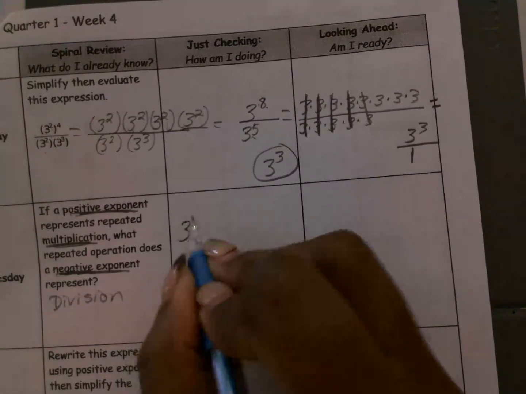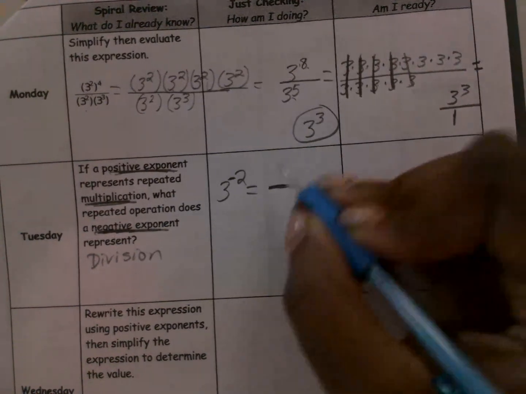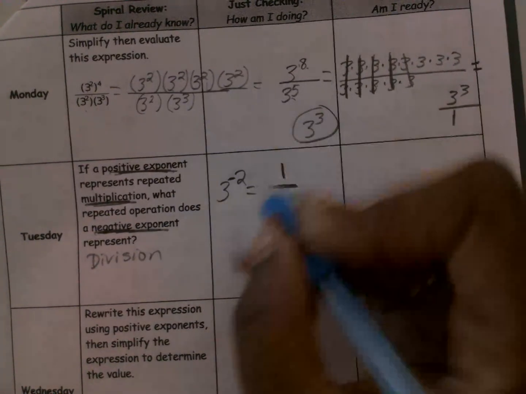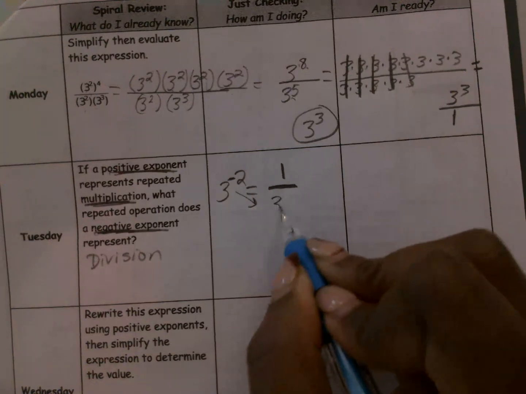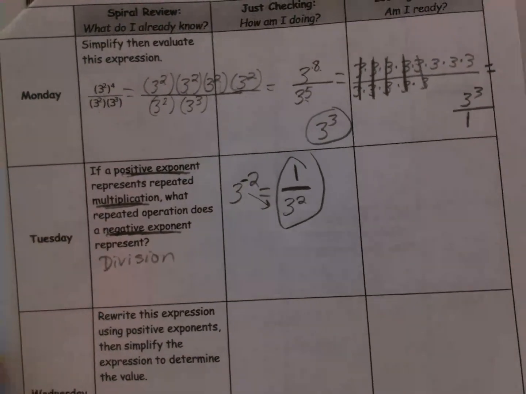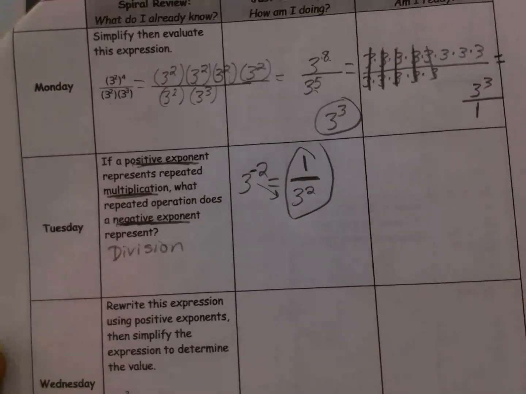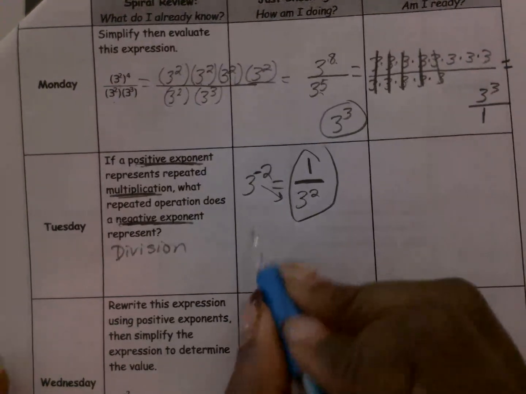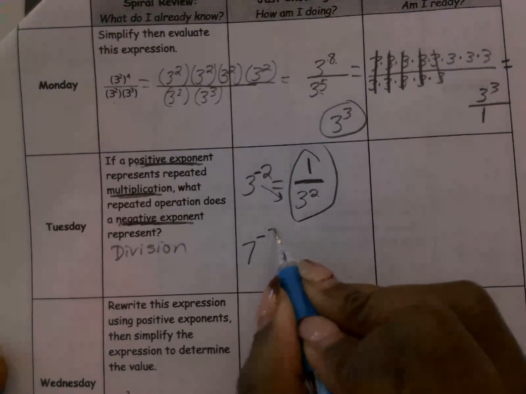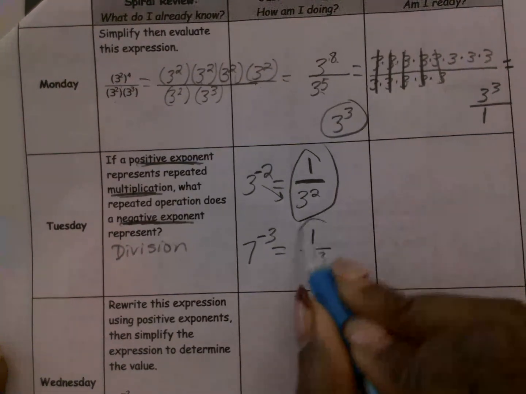So when you have 3 to the negative 2, to simplify that and write it as a positive, you write it as division. Your numerator is going to be 1, and you move this down to the bottom of a fraction, 3 to the positive 2. I didn't change the equation, that's the answer. If I have 7 to the negative 3, I write this as 1 over 7 to the positive 3.